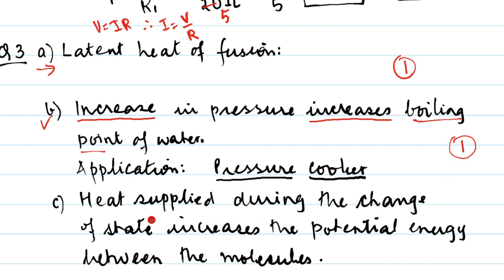and then we come to C part. Heat supplied during the change of state. What does it do? It increases the potential energy between the molecules. This much will be enough for that 1 mark. We don't have to write about kinetic energy being constant and the distance of separation increasing, because the question is just asking heat supplied, how does it change the energy? So it is going to change the potential energy.